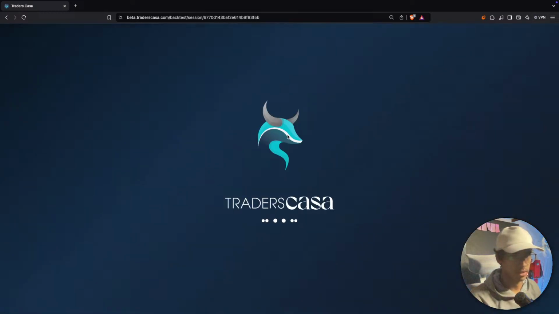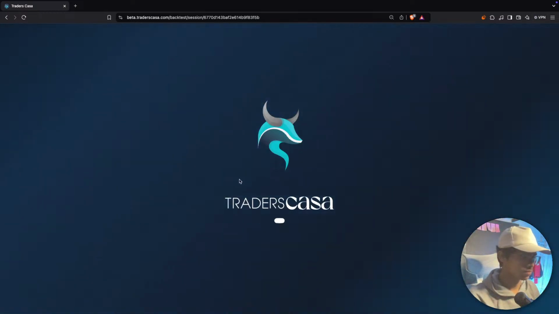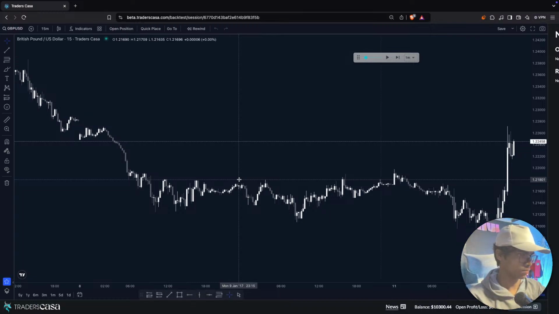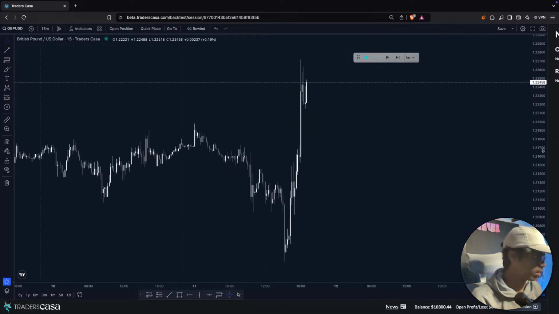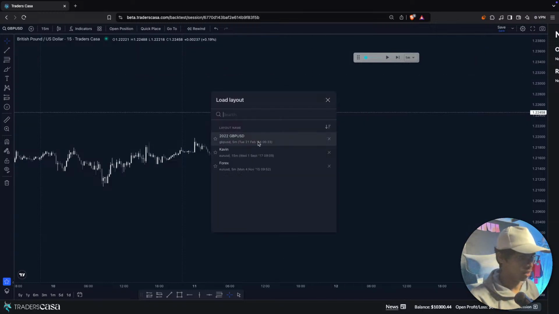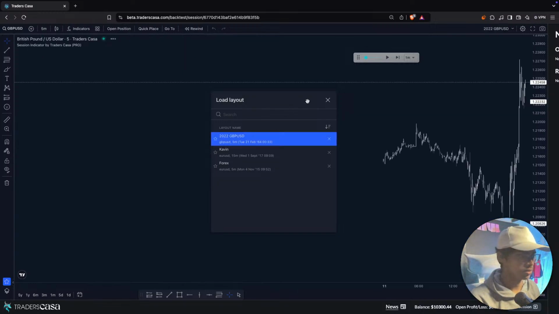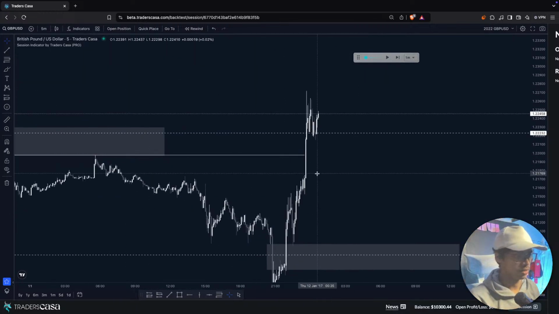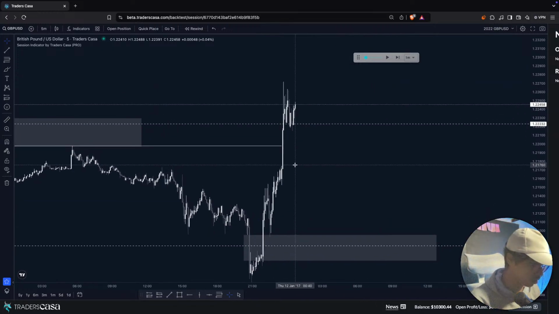Now let me just play this. So we have the chart in front of us. Let me load the layout. Every time you are doing something, make sure you are saving your layout. I have saved my layout over here, 2022 GBPUSD. I don't know why I've written it that way. This is the layout, and I am on 12 January.